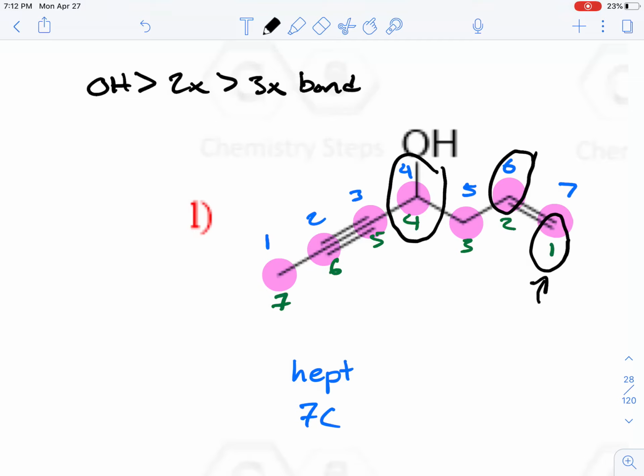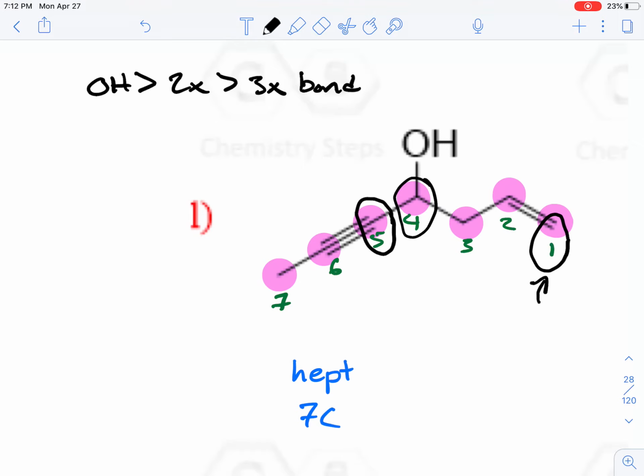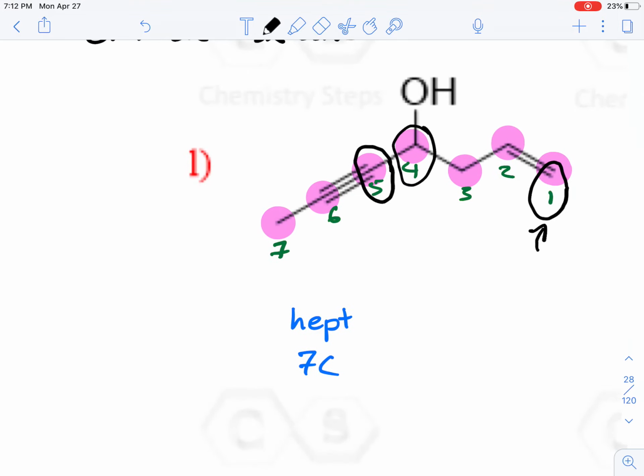All right, so now that we've figured out our numbering system, let's go ahead and erase the ones that are incorrect. So what this is telling me is that I have a double bond that starts at carbon number 1, an alcohol that's found on carbon number 4, and a triple bond that starts on carbon number 5, and I have a 7-carbon chain. And so let's go ahead and name this.